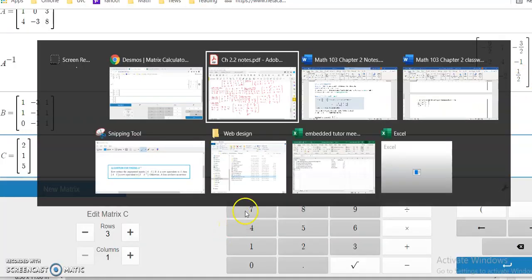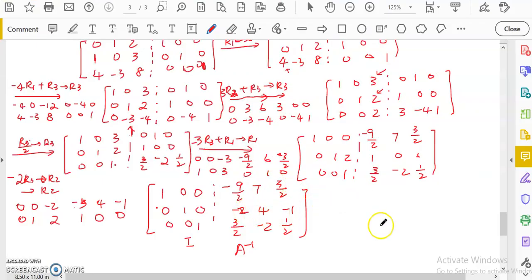Negative 1. So I think there is a copy error here. Yeah, this is a negative 3 over 2. So it propagates. So A inverse is equal to negative 9 over 2, 7, negative 3 over 2, negative 2, 4, negative 1, 3 over 2, negative 2, 1 half.